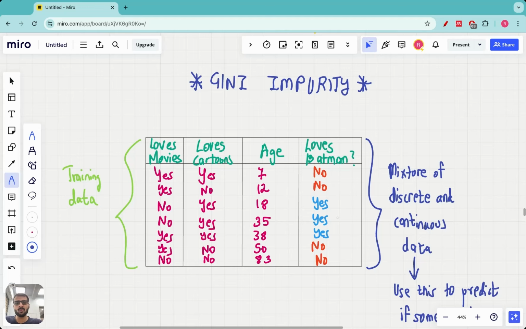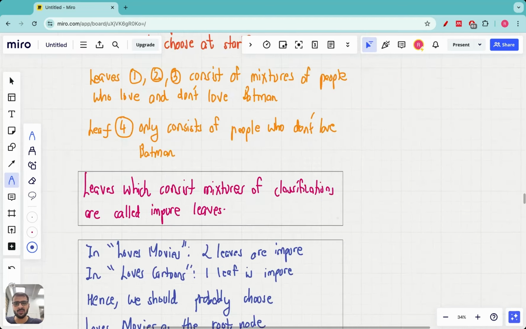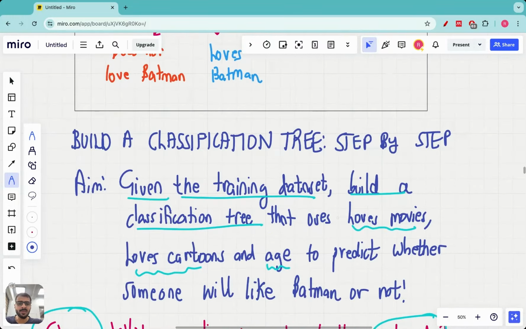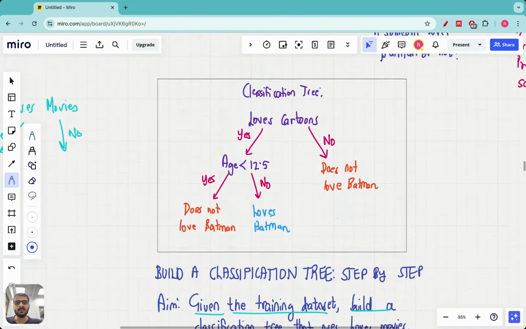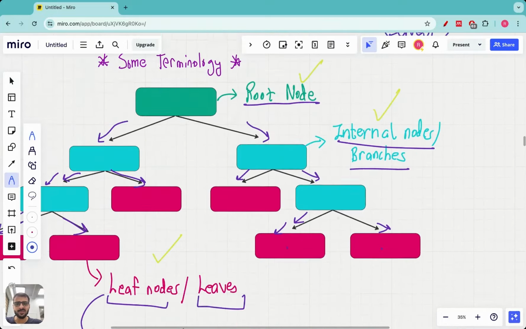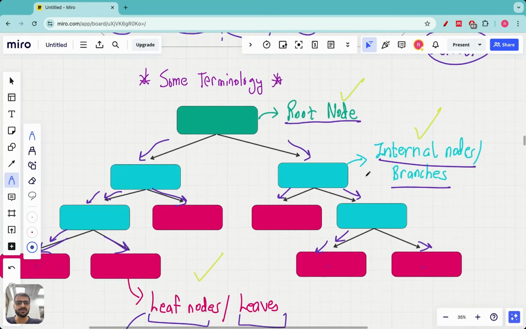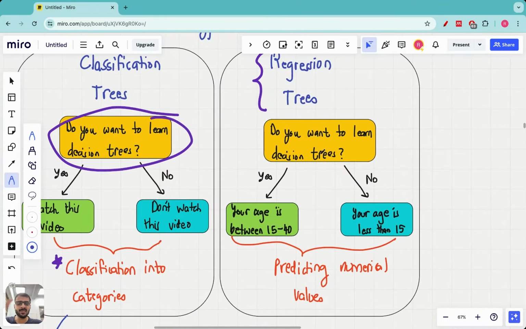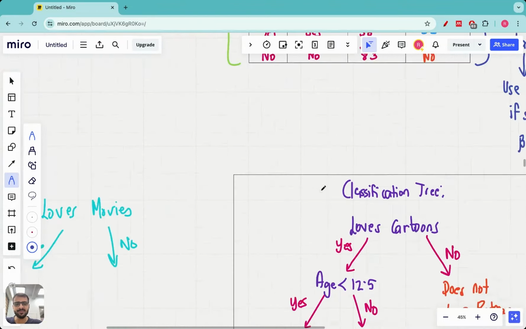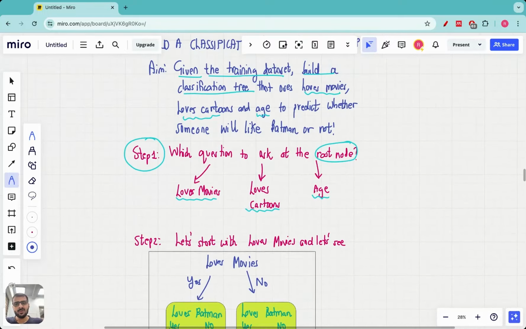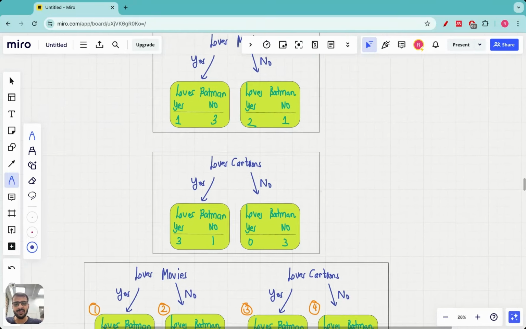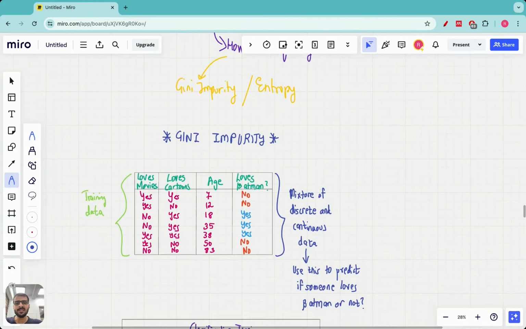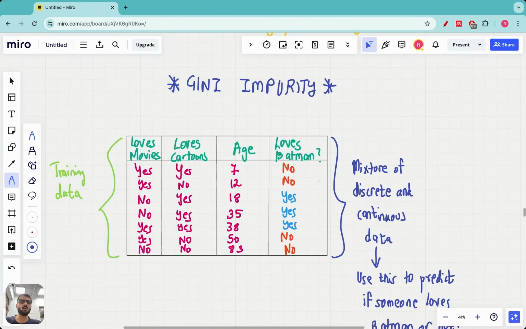But I still recommend you to go through the previous two lectures, in which we looked at the steps to build a classification tree. Then we looked at some terminologies in the first lecture, such as root node, internal nodes, leaf nodes, etc. And we looked at the two types of decision trees, classification and regression trees. In the previous lecture, we also started building a classification tree, and we started looking at questions such as how do we decide which question to be asked at the root node.